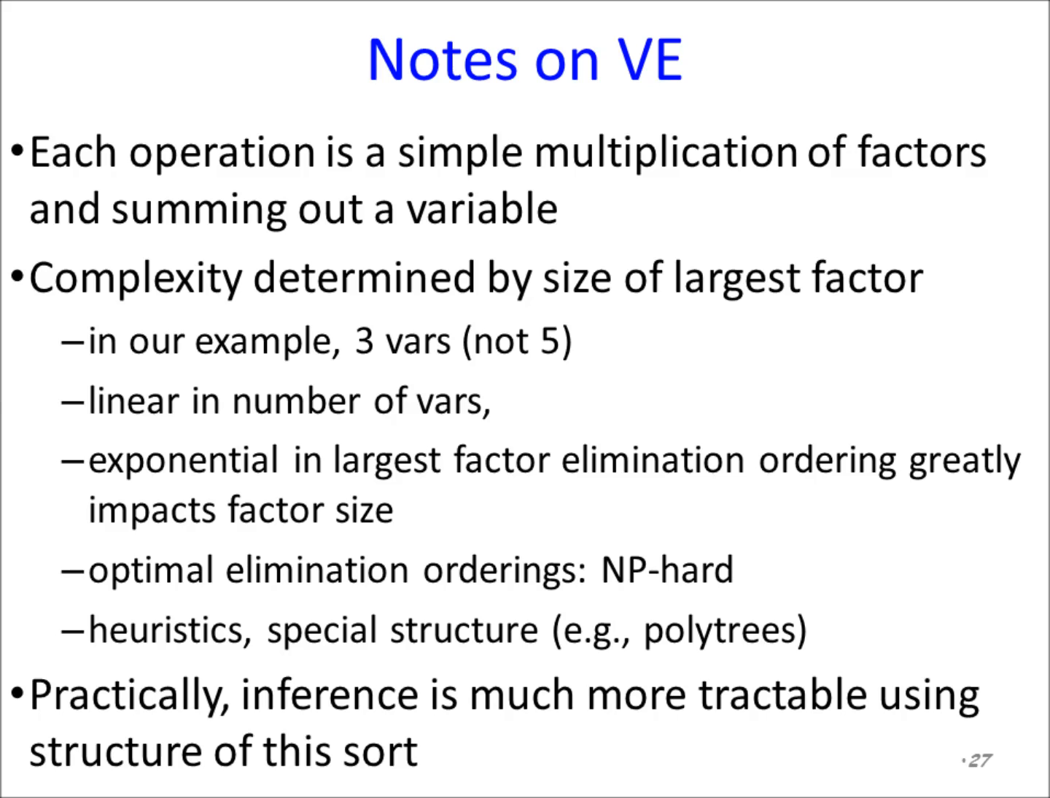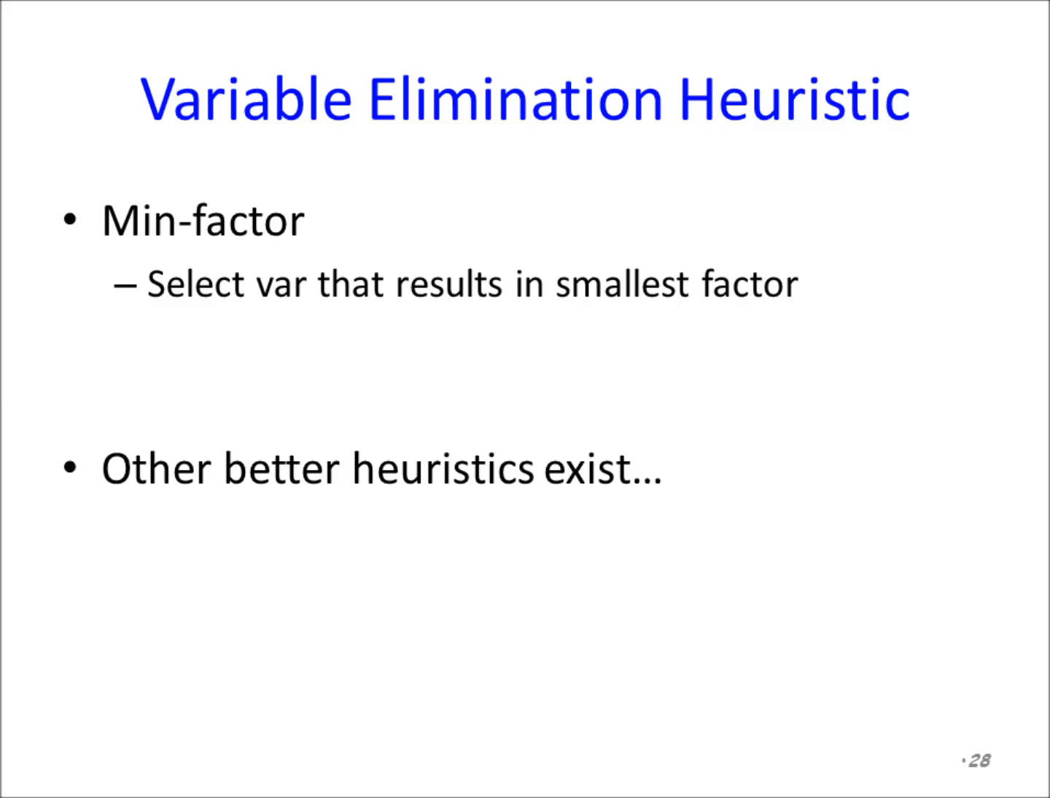You may ask, how do I choose my variable order? There are many heuristics that people have studied for choosing variable order for elimination. We will not get into those heuristics, but I'll tell you the simplest heuristic possible: choose a variable which results in the smallest factor. It's not a very good heuristic, but it's better than a random variable heuristic.